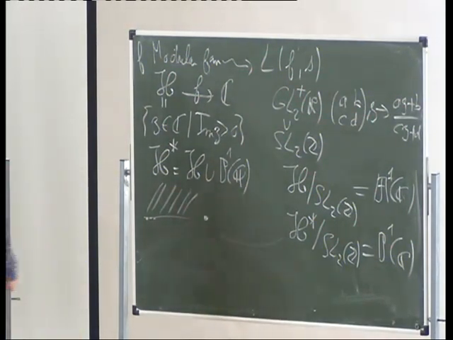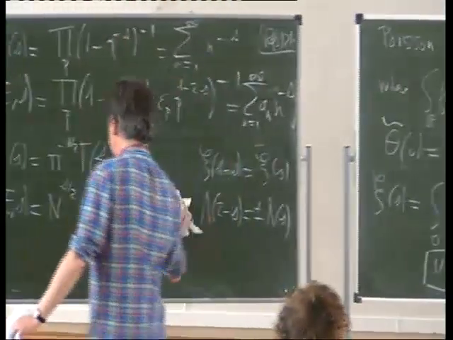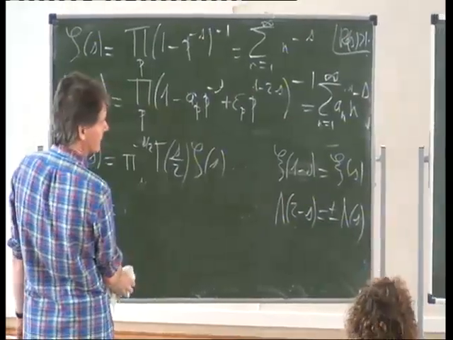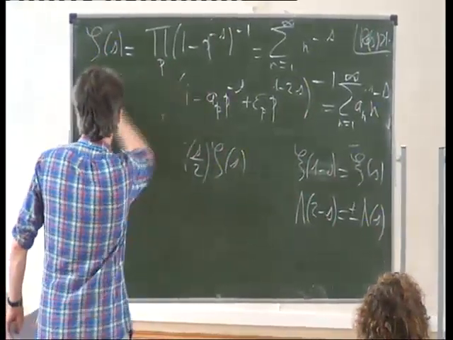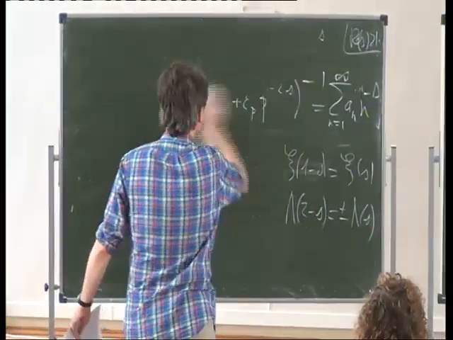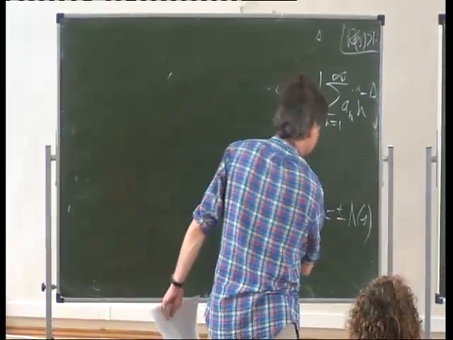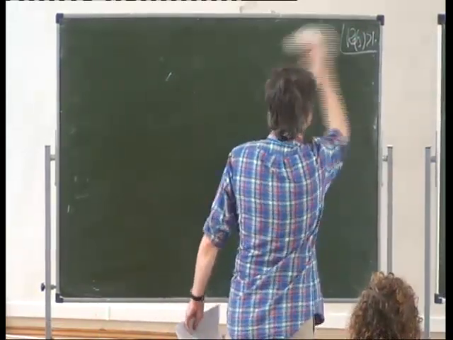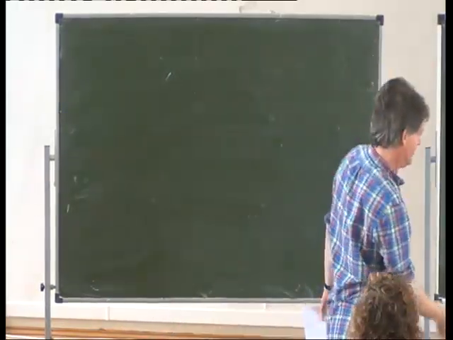Now what you want to look at is modular forms for more general subgroups. So I need to erase something. Well, I will erase this and this.